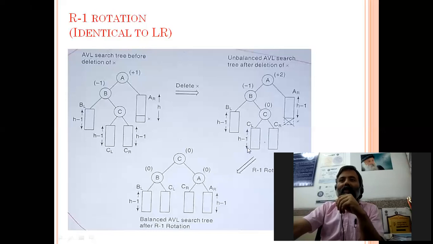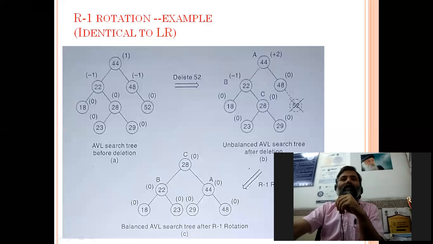the left subtree of C becomes the right subtree of B, and the right subtree of C will become the left subtree of A. So Cl, that is the left subtree of C, becomes the right subtree of B, and Cr, the right subtree of C, becomes the left subtree of A. You can see the example. This is the balanced tree. You can see it is balanced.